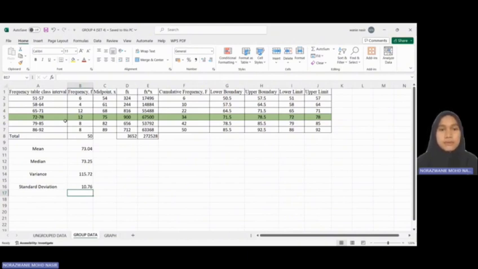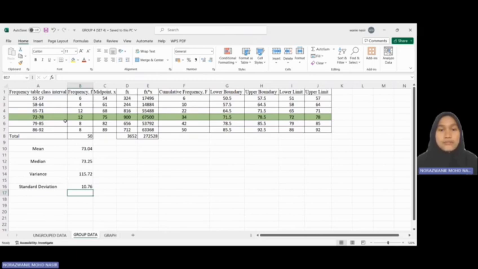First we are going to put the frequency, which is the total number of data in the 6 classes. Next we are going to calculate the midpoint, which is lower limit added to upper limit over 2. So next we are going to find fx, which is frequency multiplied by midpoint. Next we are going to calculate fx to the power of 2. We take frequency multiplied by midpoint to the power of 2, and you will get the answer.